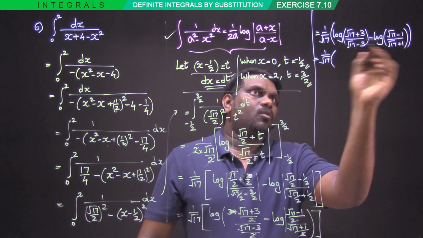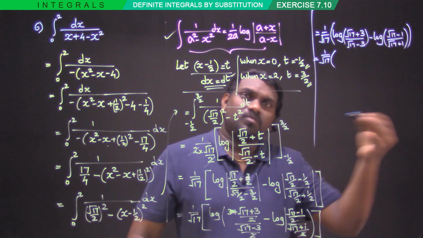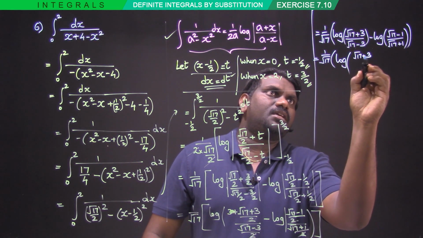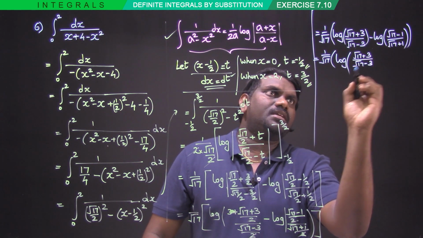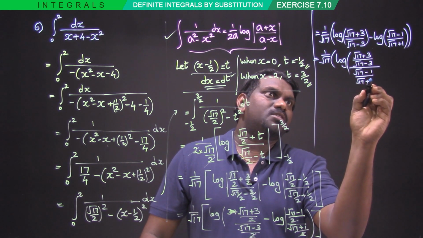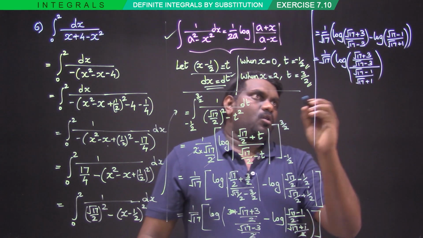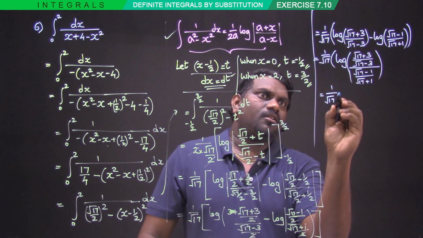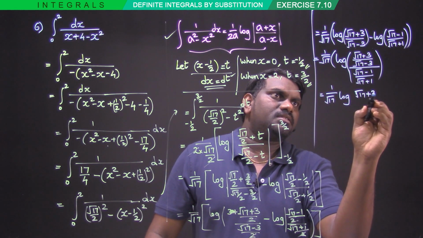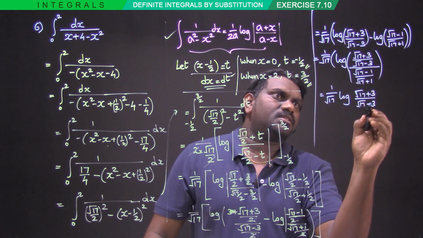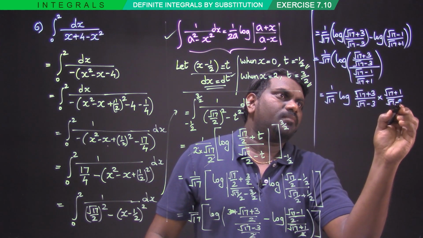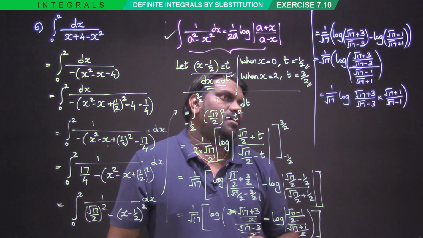Okay. Now this is log a minus log b. What is log a minus log b? Log a by b. So I will write it in full: log of root 17 plus 3 by root 17 minus 3, divided by root 17 plus 1 by root 17 minus 1. Which I can write as 1 by root 17 log, I'm just going to multiply it, which is root 17 plus 3 by root 17 minus 3, into, you need to take the reciprocal, root 17 plus 1 by root 17 minus 1. Okay?